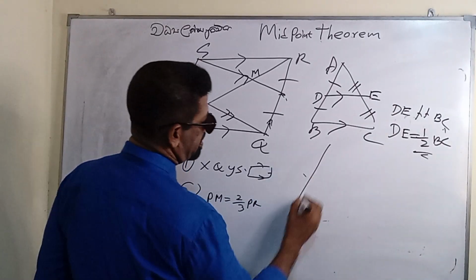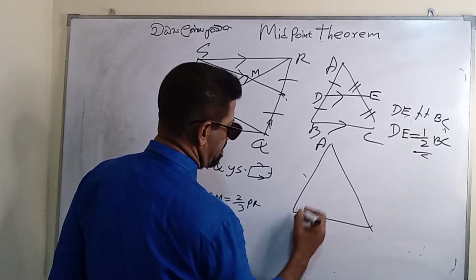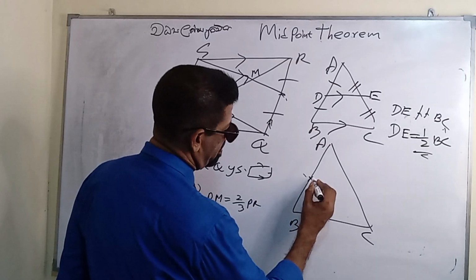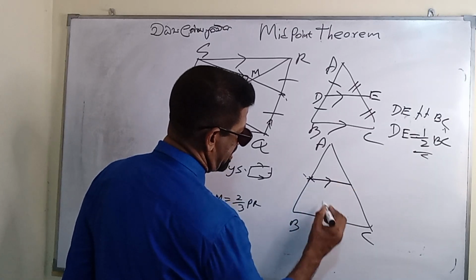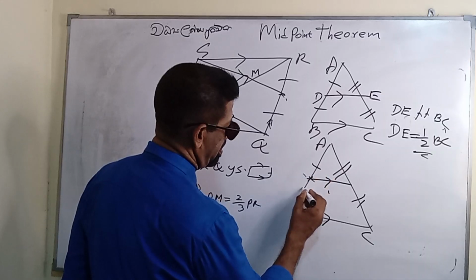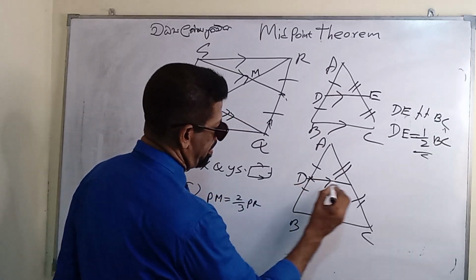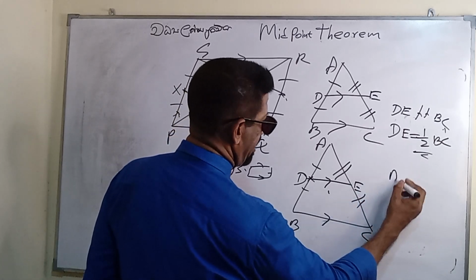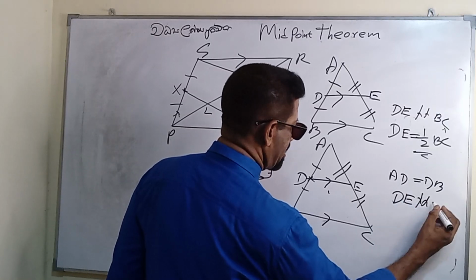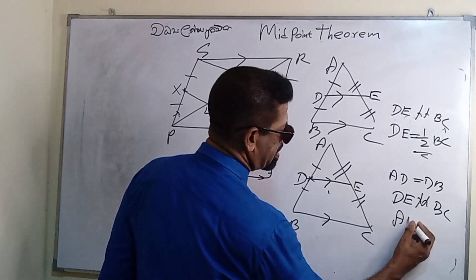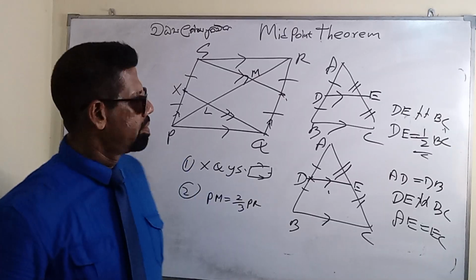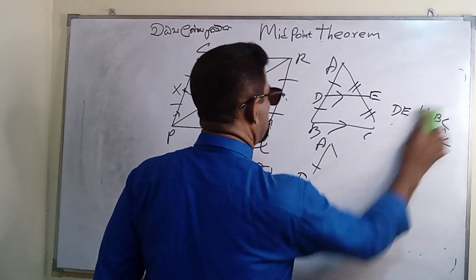Then the midpoint converse theorem: a line drawn through the midpoint of one side, parallel to another side, bisects the remaining side. For example, AD equals DB and DE is parallel to BC, so by the midpoint converse theorem AE equals DC. These are key points, useful for the second part.